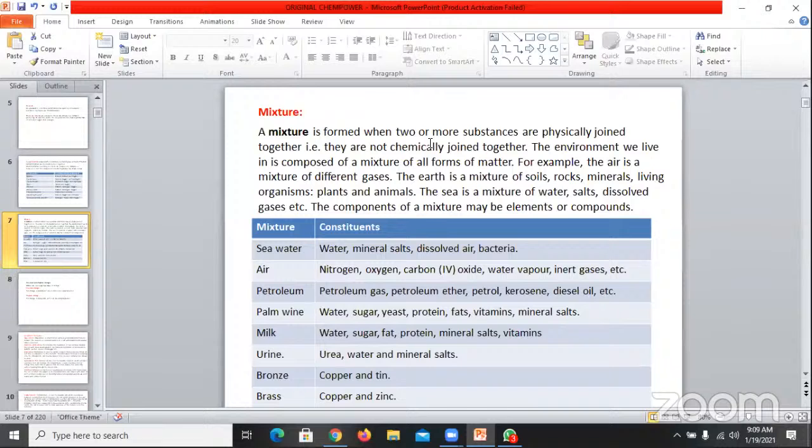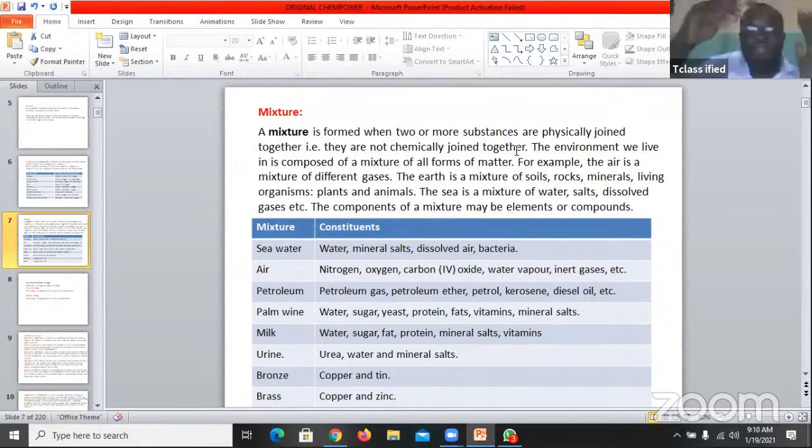What are mixtures? A mixture is formed when two or more substances are physically joined together. Very, very important. You need to understand in a mixture, we talk about physical joining, whereas in a compound, we talk about chemical joining. So they are not chemically joined in a mixture. The environment we live in is composed of mixtures. For example, the air is a mixture of different gases, like I said before. The air is a mixture of nitrogen, oxygen, carbon dioxide, water vapor, inert gases, etc.